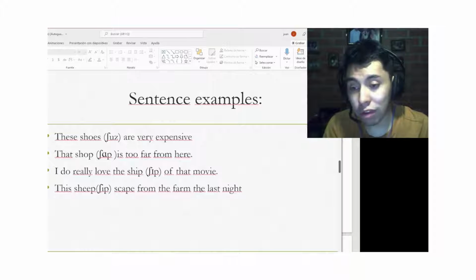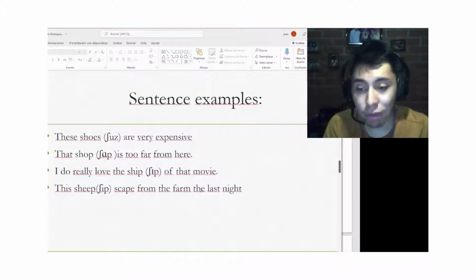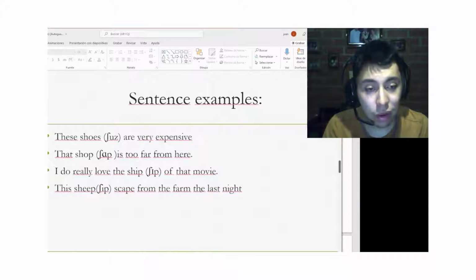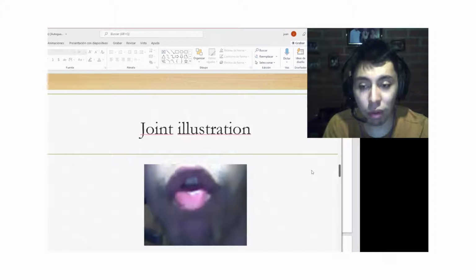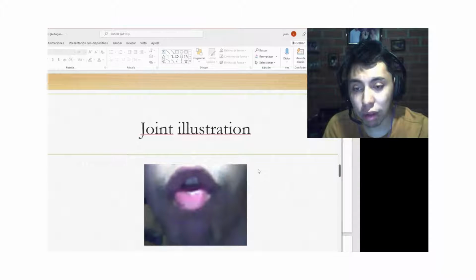I do really love the ship of that movie. This ship escaped from the farm the last night. Right? Those are basically the examples. Right? We are going to continue with the joint illustration.